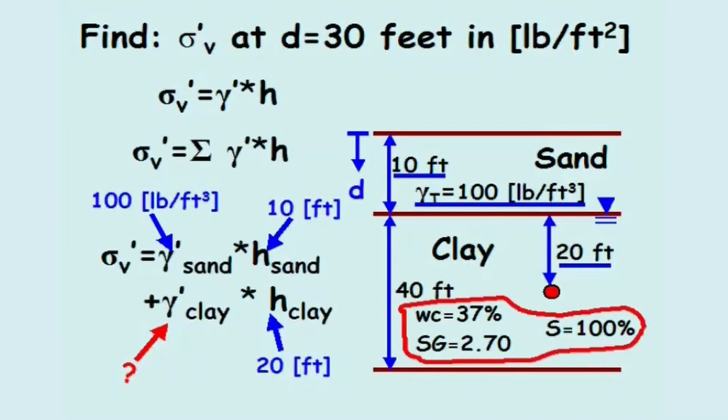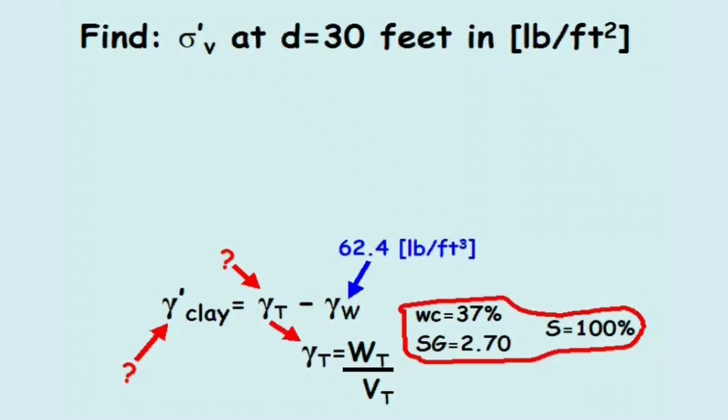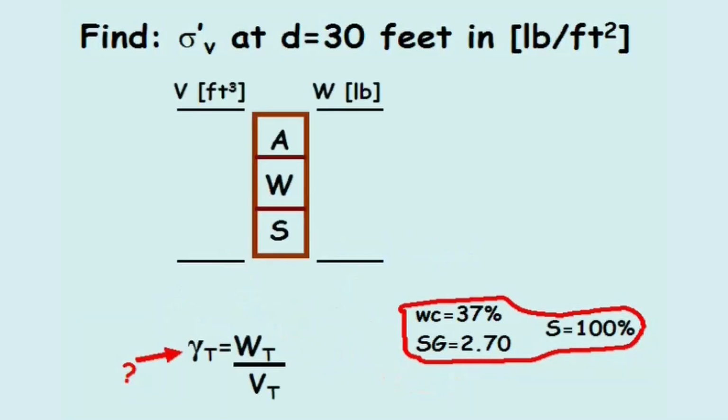But we've been given a number of properties about the clay layer to help us determine its effective unit weight. The effective unit weight of a sample of soil beneath the groundwater table is equal to its total weight minus the unit weight of water. We know the unit weight of water, but we don't know the total unit weight of the clay layer. The total unit weight is equal to the total weight divided by the total volume, which we can determine from the properties.